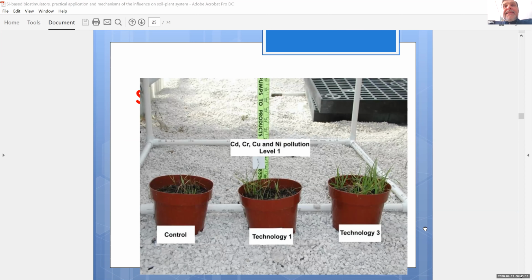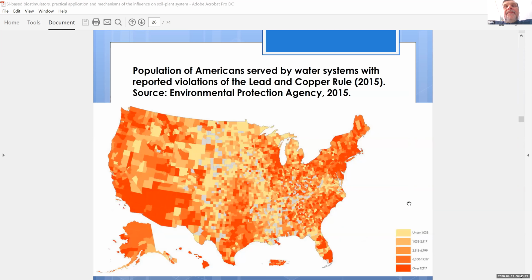And this is very important because we also investigated that if we apply silica, we can reduce heavy metal toxicity in the plant. Next, please. It is interesting that many regions in the United States, in Western Europe, in China, are polluted by heavy metals. And today it is very difficult to find any water or soil which is not polluted by different heavy metals. Next, please.